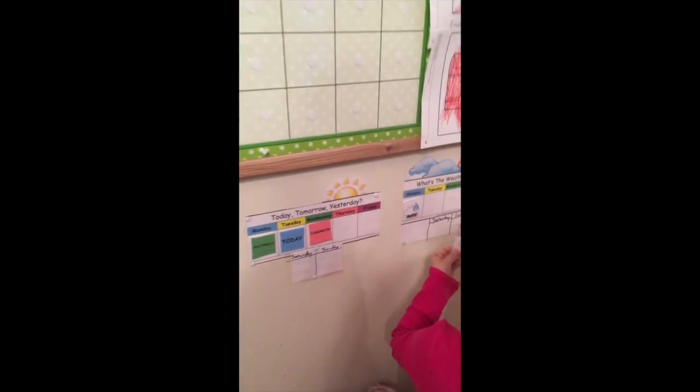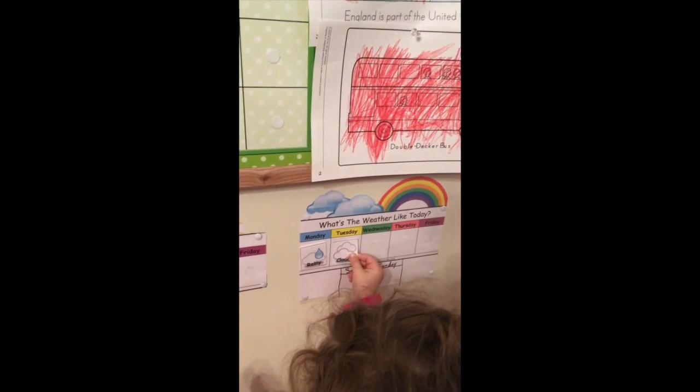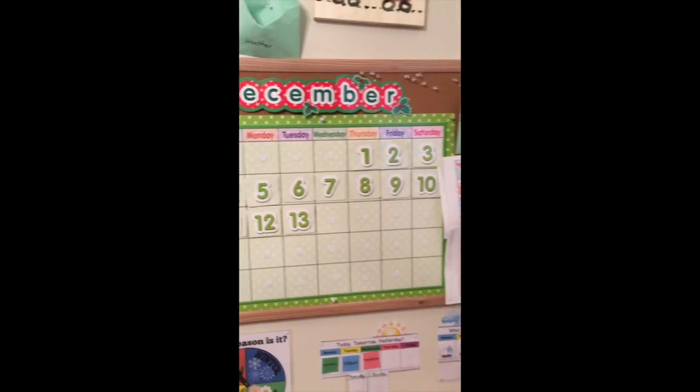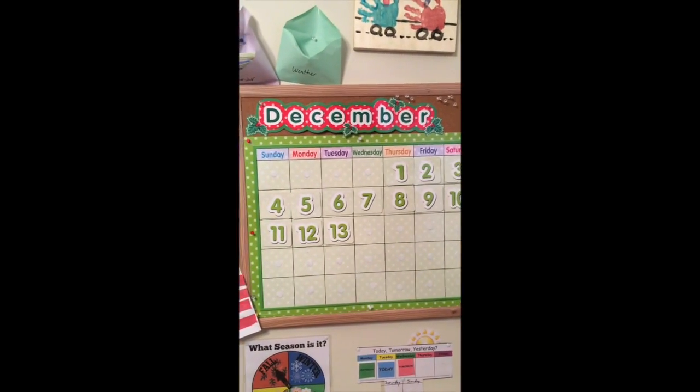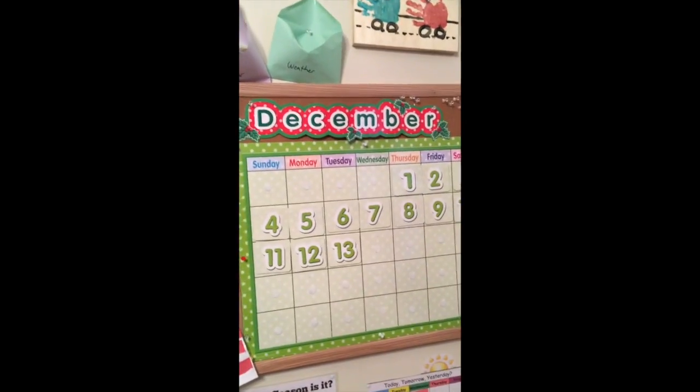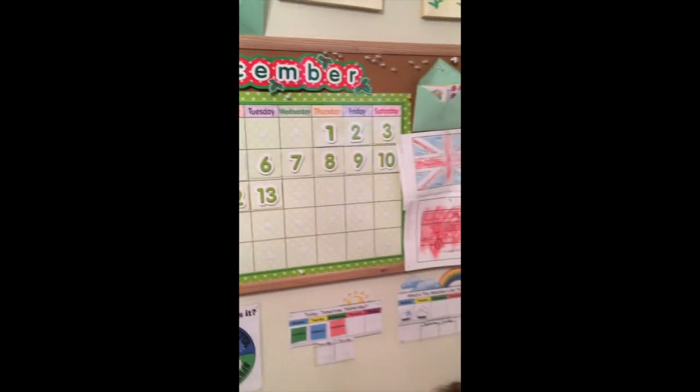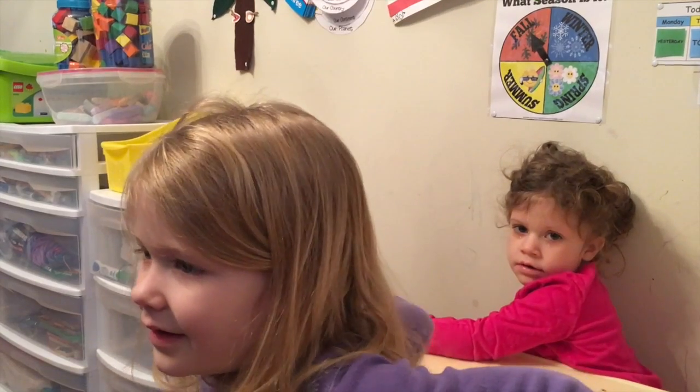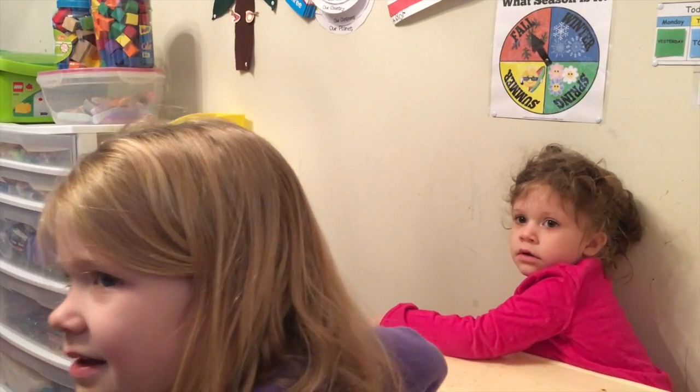Put it up on the weather. So we figured out today, yesterday, tomorrow, and also we are putting up the weather today. Those are our two charts, and then this is our calendar for today. So we're done with calendar time. Moving on to our sight words.